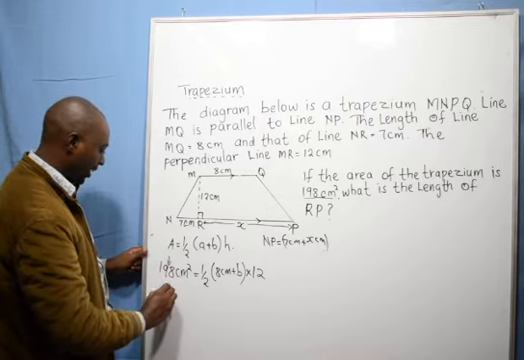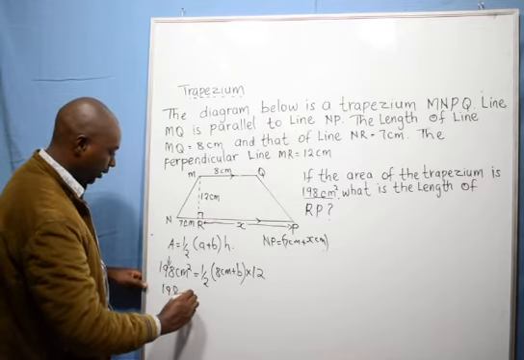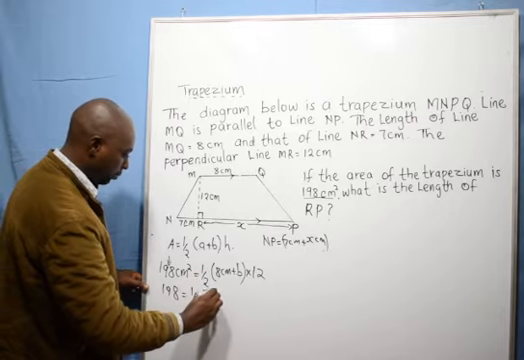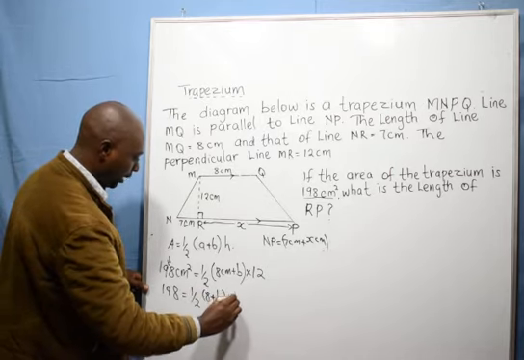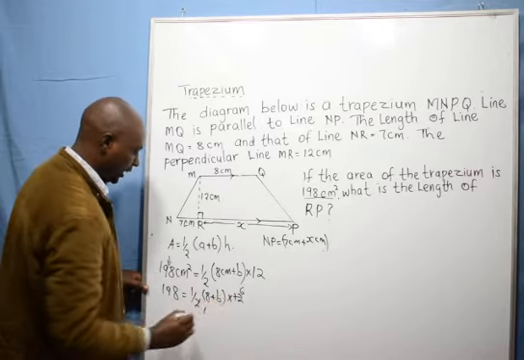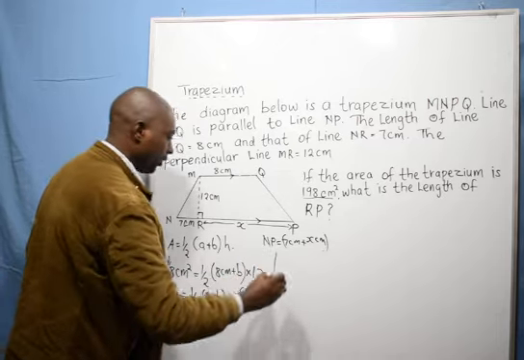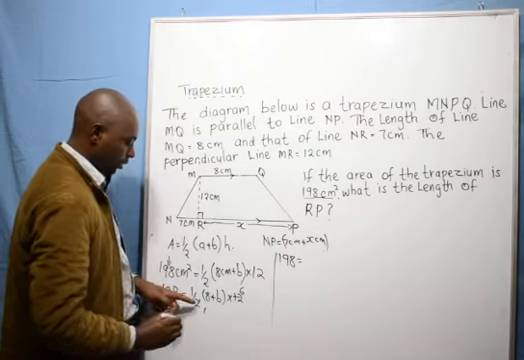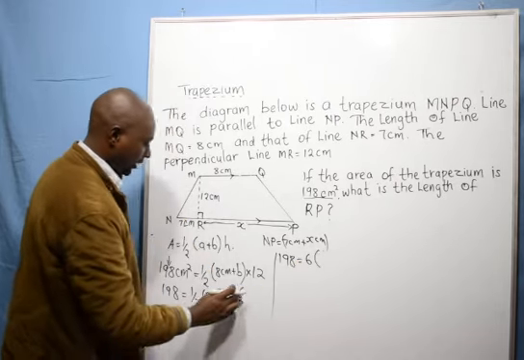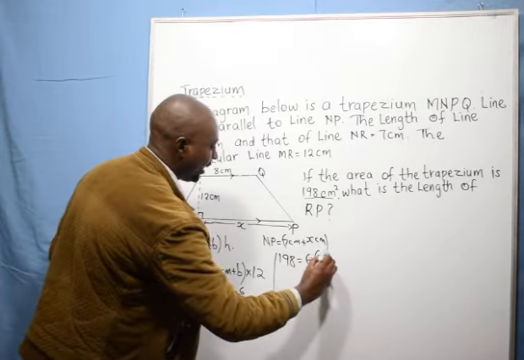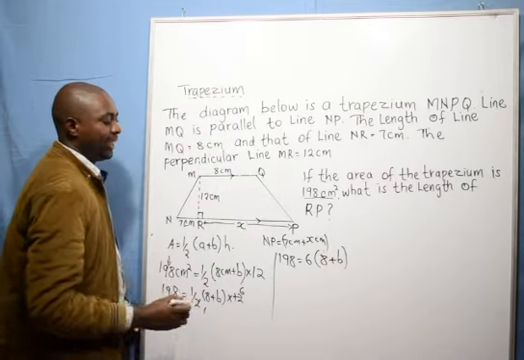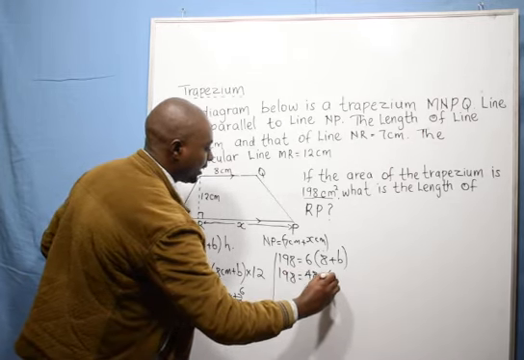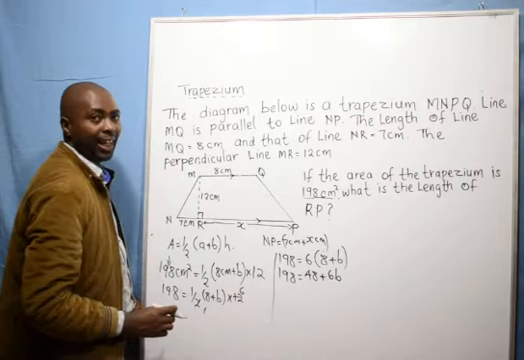So let us work out: 198 is equivalent to a half times (8 plus B), which remains as it is, multiplied by 12. You simplify by 2 and by 2, and get 6. Therefore 198 is equivalent to 6 times (8 plus B). Open the bracket: 198 equals 48 plus 6B. I've multiplied to open the bracket.